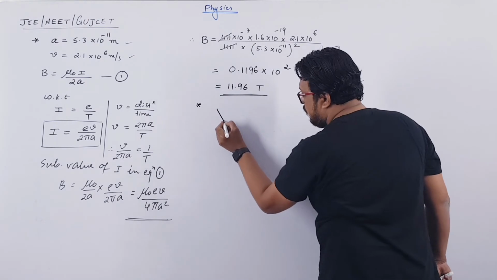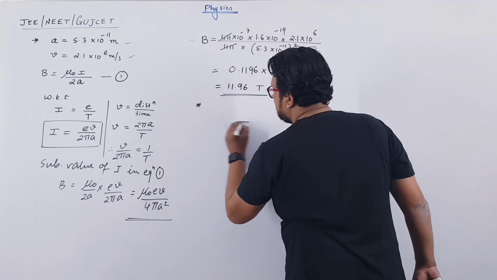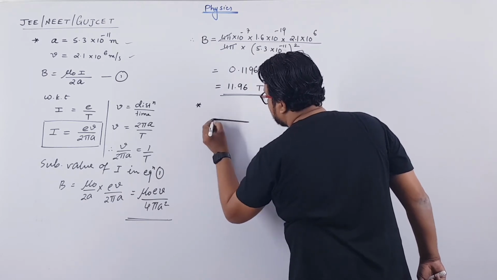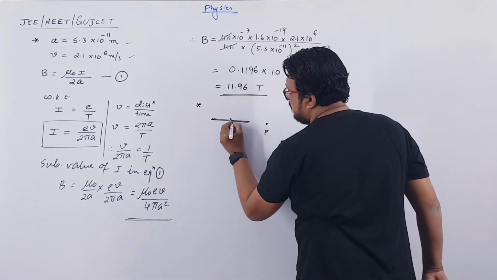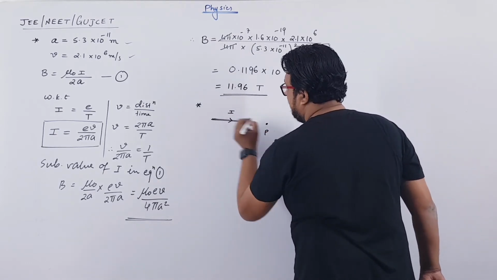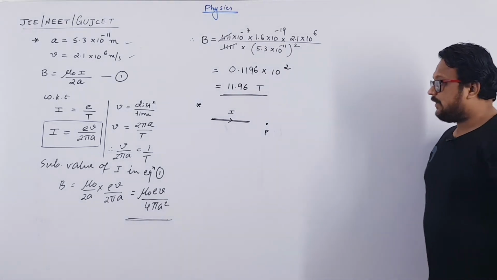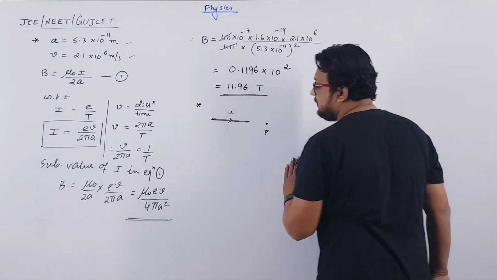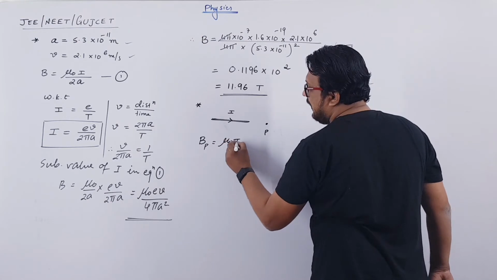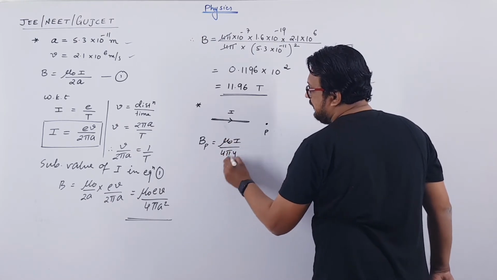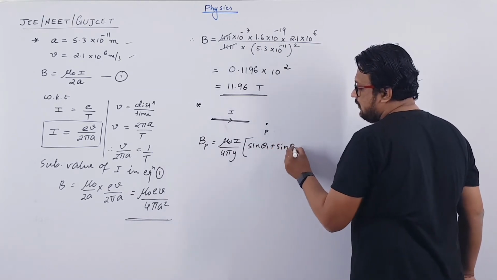Suppose we have a wire like this, or let us first discuss this thing. Suppose we have a straight current carrying wire and we want to find magnetic field at point P. It is carrying current I. How to find magnetic field for this wire at point P, at whatever distance it may be? So magnetic field at point P will be equal to mu naught I over 4 pi y into sine theta 1 plus sine theta 2, right?